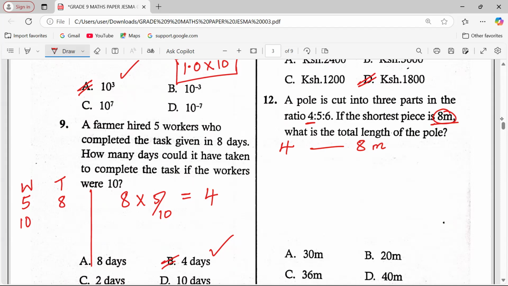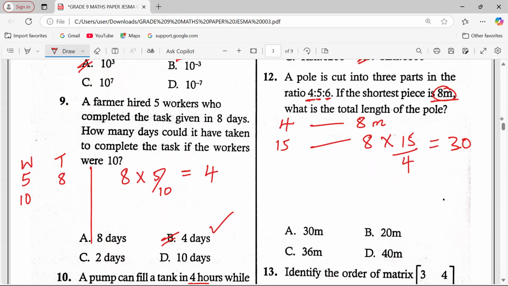What about the total proportions, which are 4 plus 5 plus 6? 4 plus 5 is 9, then plus 6, we get 15. So 4 proportions are equal to 8 meters of length. What about the 15 proportions? It will be 8 by 15 out of 4, and this is exactly going to be 30. So the total length is 30 meters.